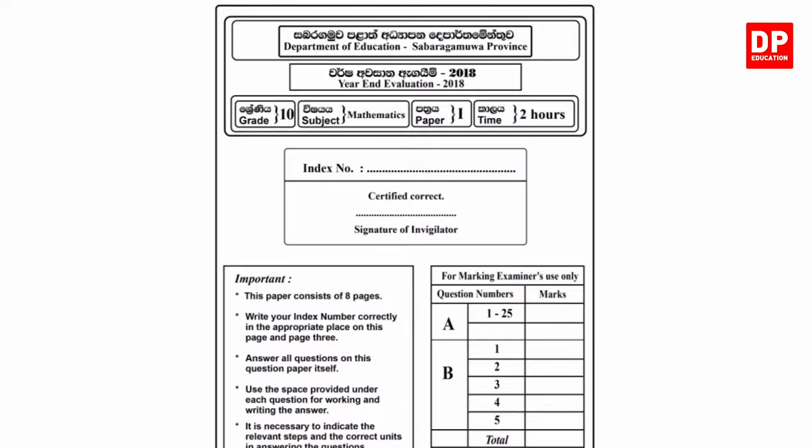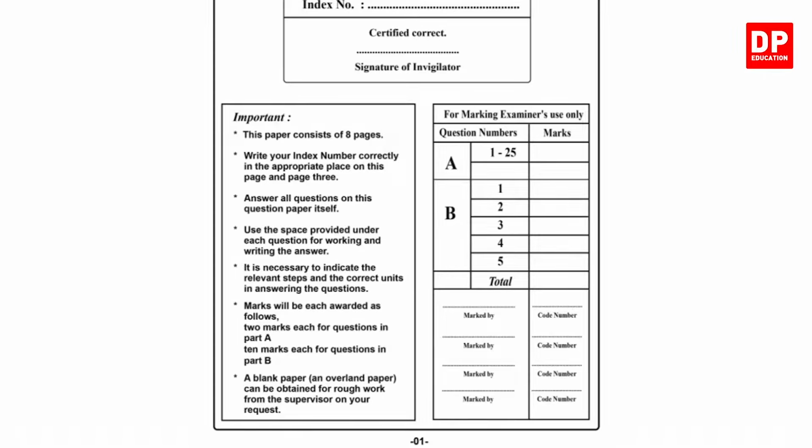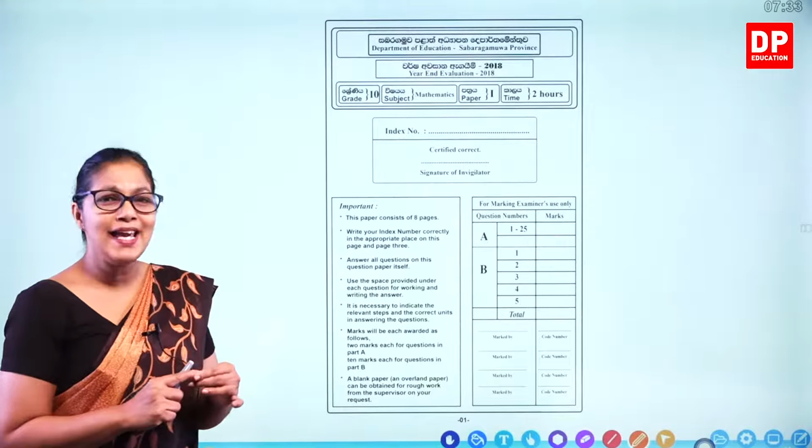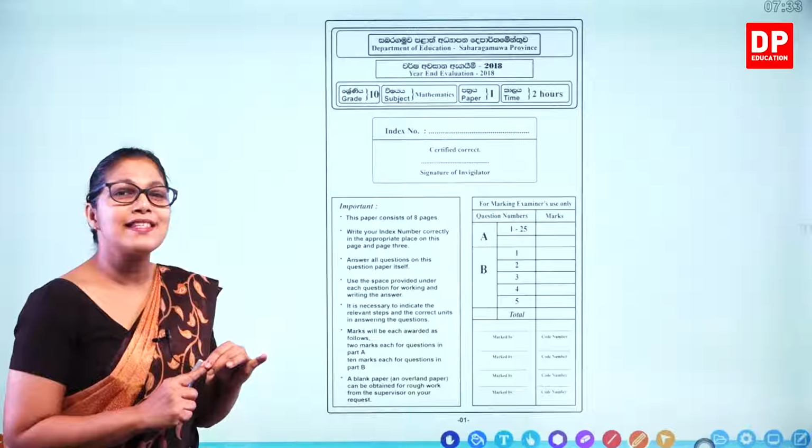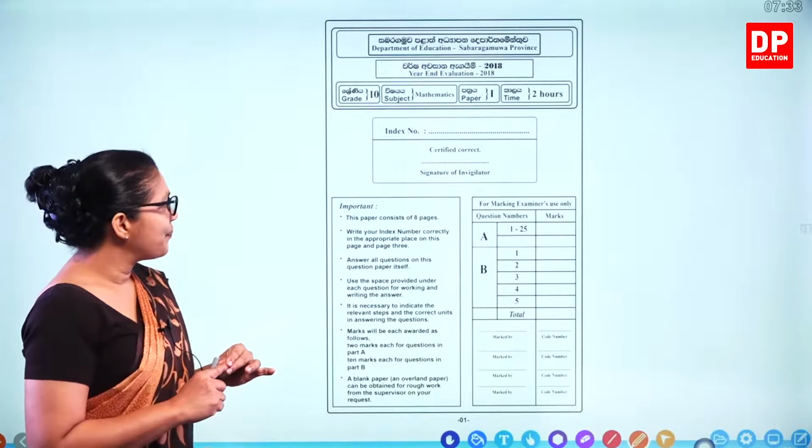So this is paper 1. You get 2 hours. You already know that. And you get 2 parts, part A and part B. Part A has 25 short questions and part B has 5 questions. And you have to answer all questions.